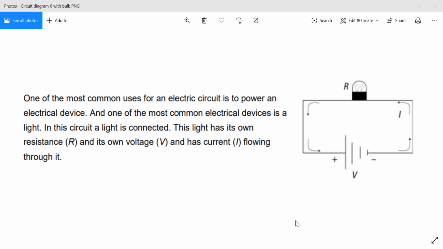All right, now I want to see what happens when we substitute our resistor for an actual light bulb. So this is the diagram that we're going to try to model with the simulation. And just a real quick description here. One of the most common uses for a circuit is to power an electrical device, and one of the most common electrical devices tends to be a light bulb. So like I said, think about your home and all the lights you have in your home. And so we have a light bulb that's connected in this diagram, has its own resistance, its own voltage, and has current flowing through it.